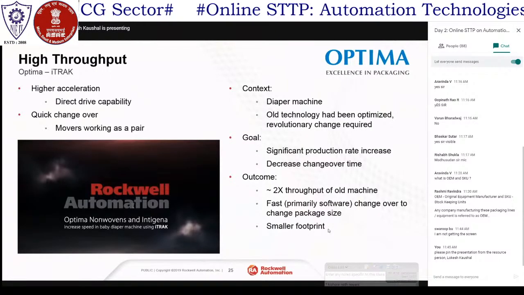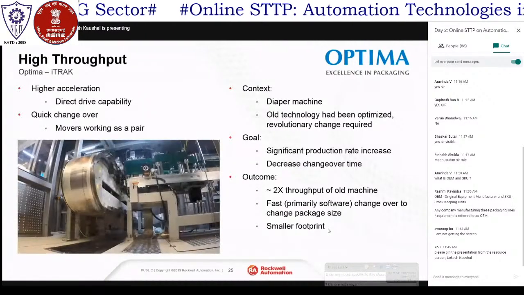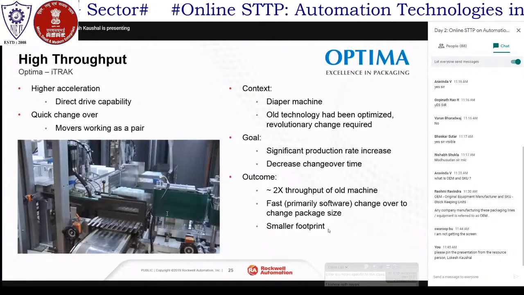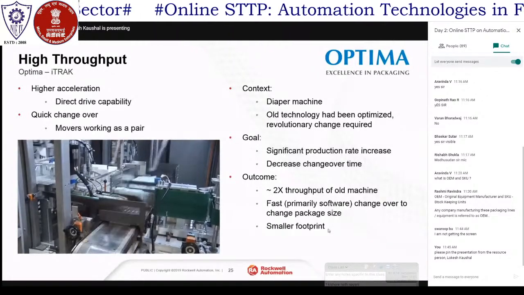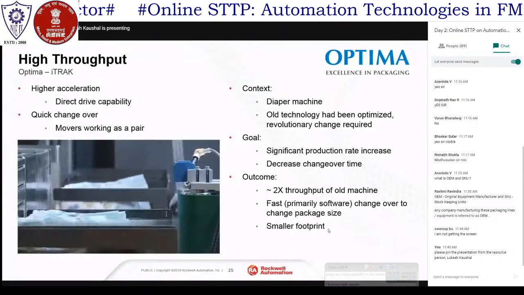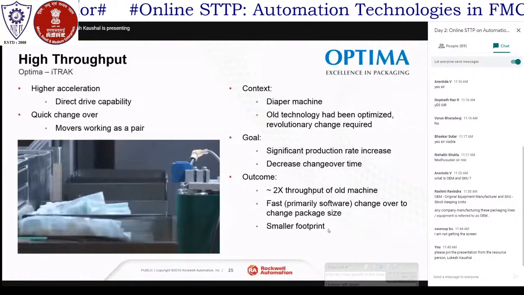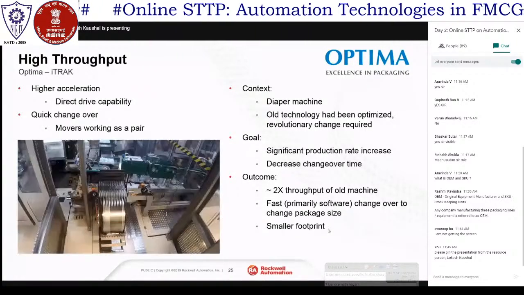Let's look at a few customer use cases. The first one is on the throughput side, right? What you see on the bottom is a video of the machine playing. A quick question: where do you see the ICT on this machine? I'll leave you all to answer that in the chat window, but let's move forward.